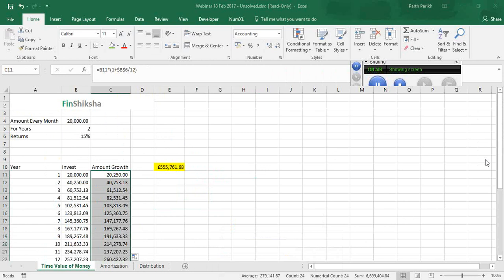Okay, so over here I have a formula called equal to PMT.